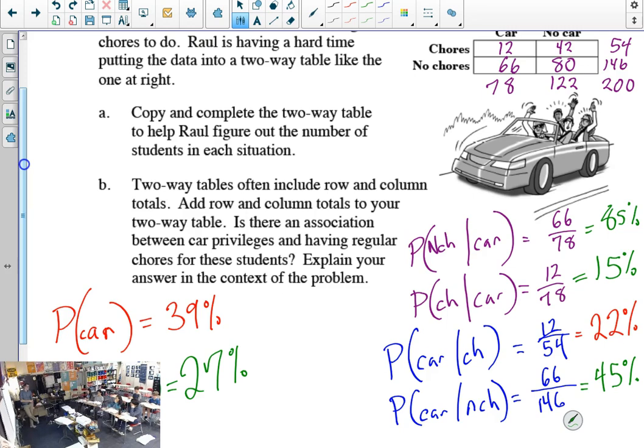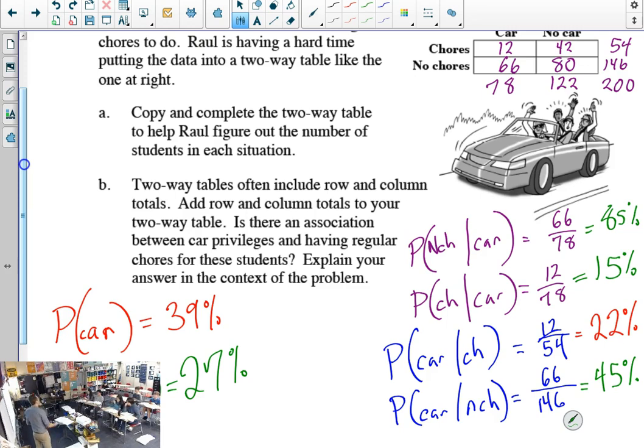So are they independent? No. And if they're not independent, what does that mean? There's an association. Because the probabilities are different, they affect each other. My probability of having a car changes when I assume chores or not chores. My probability of chores changes if I have a car. If I have a car, my probability of chores goes down.